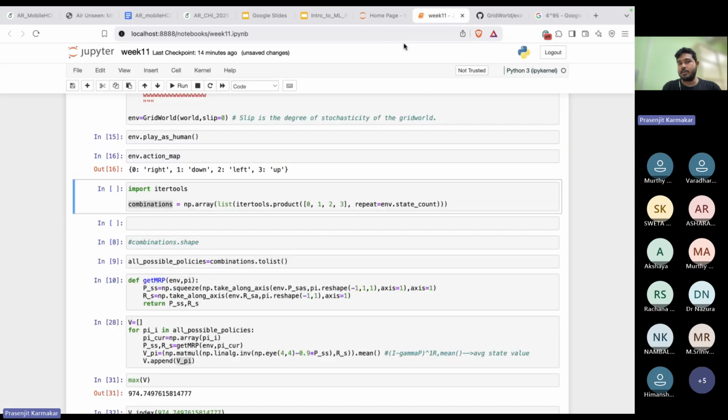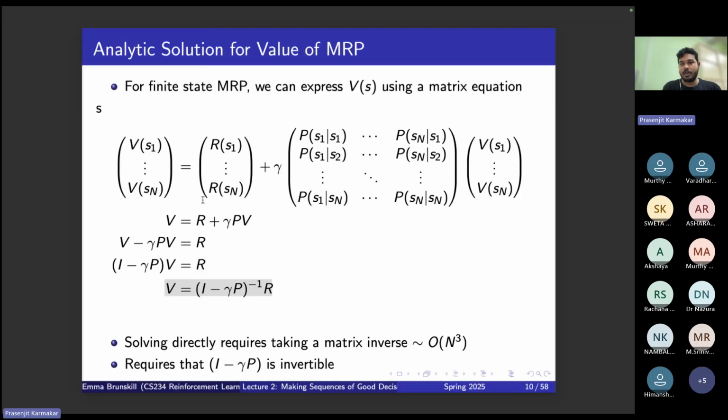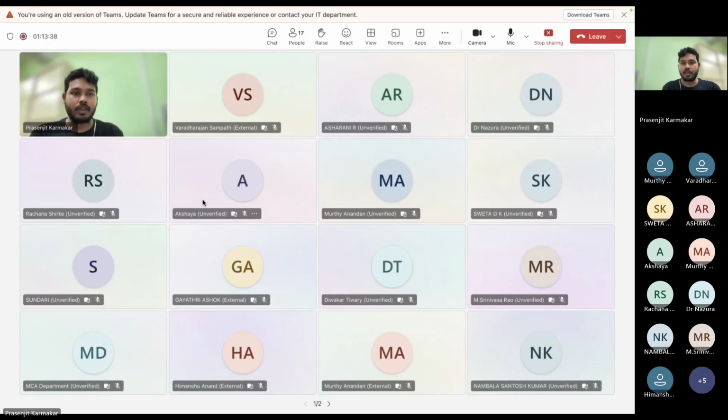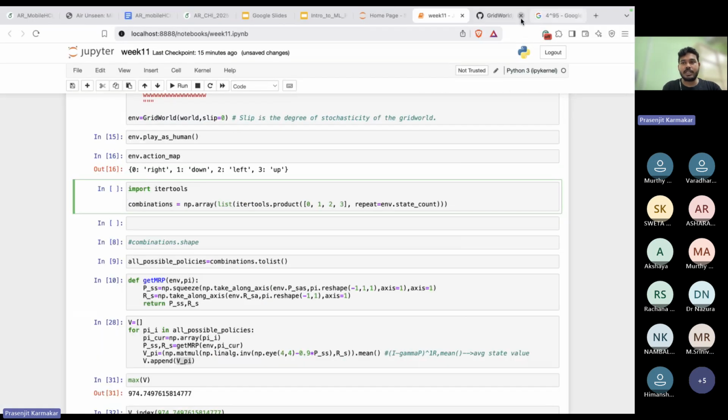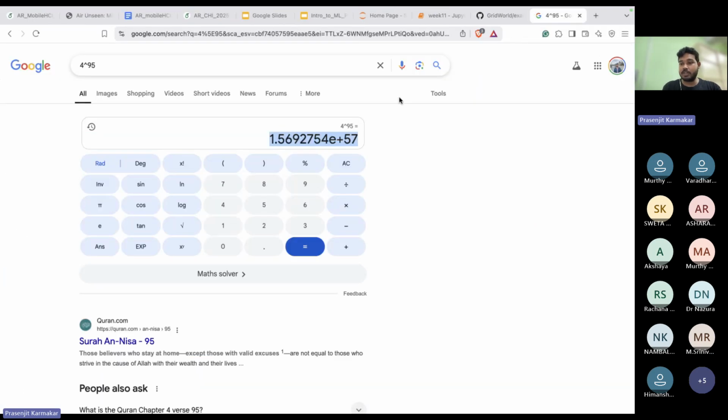So that's why I reload, because I know that if I just keep it running, then my entire memory will be hogged and my call will be disconnected. That's why I just interrupt it in between. So how many possible policies are there? And let's see how much storage I would need. 4 to the power 95 would be the number of possible policies.